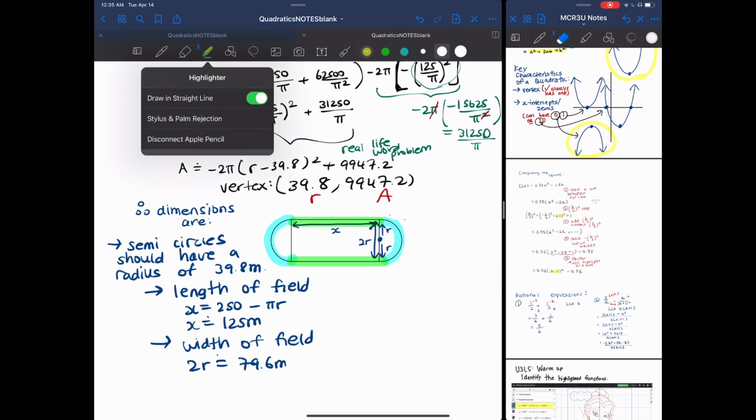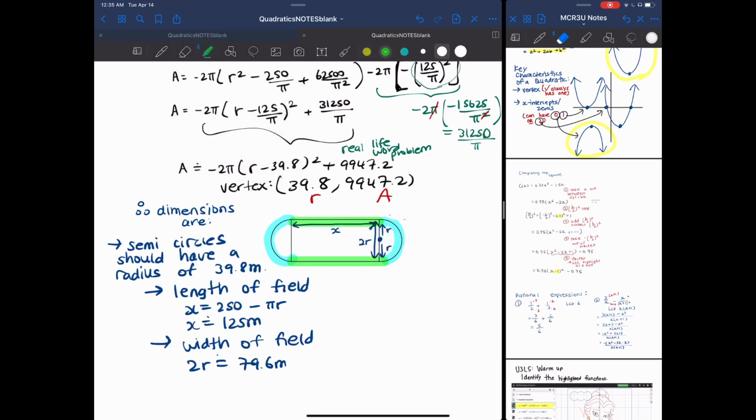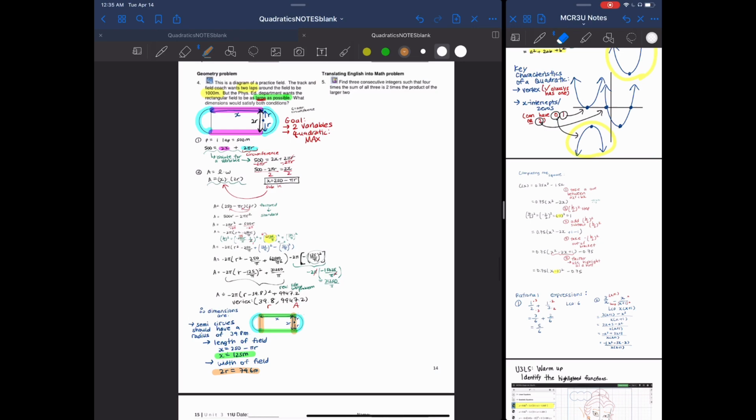Okay, and so that is it. I'm just going to highlight where I'm talking about. So this is that. And then if I was to draw, use this. This is that. All right, that's question 4.